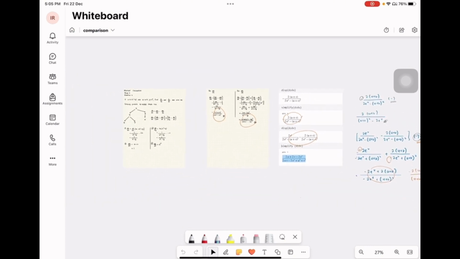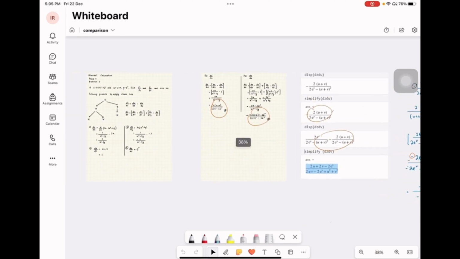So in conclusion, the manual calculation answer and the MATLAB simulation answer are aligned with each other. That's all from me. Thank you.